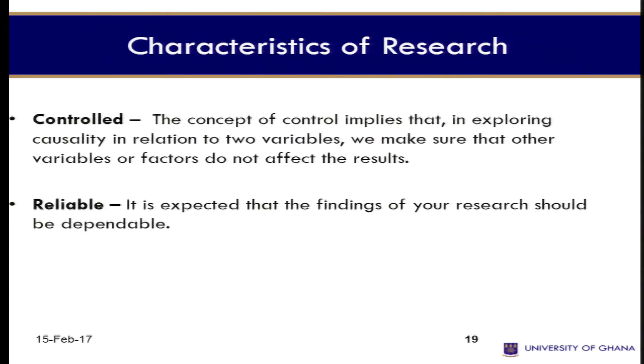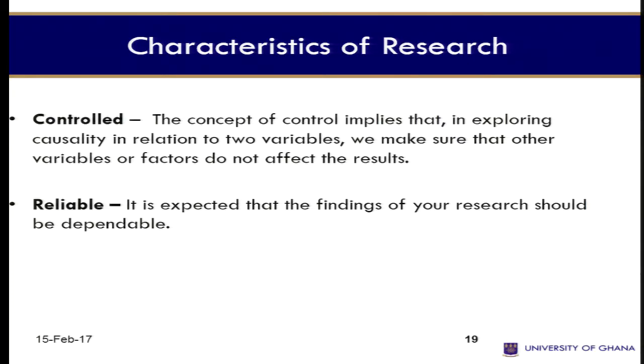Another word is control, which describes the characteristic of research. The concept of control implies that in exploring causality in relation to two variables, we must ensure that other variables or factors do not affect our results. Sometimes research is conducted to establish relationship amongst variables. We should be able to ensure that there are no other variables which will affect the relationship between the variables we are studying.